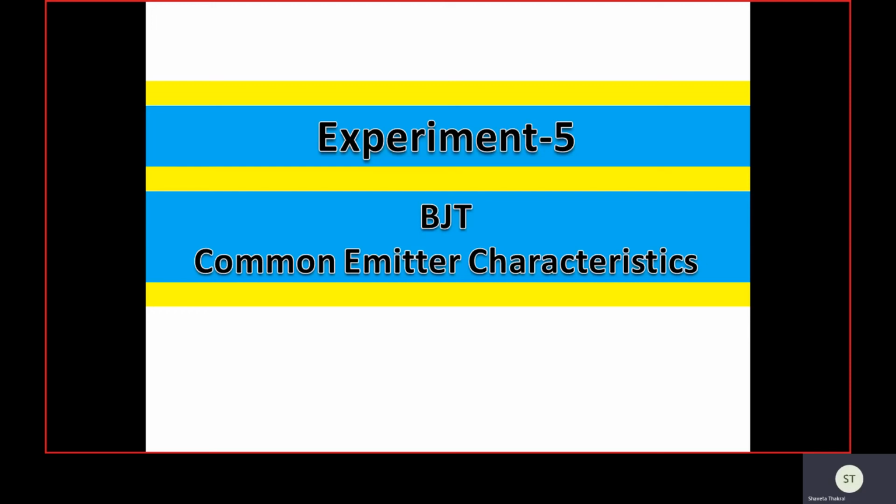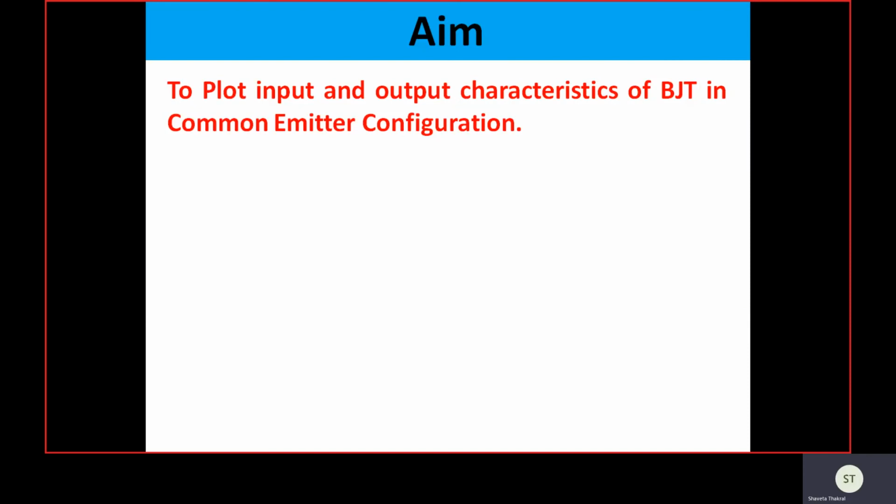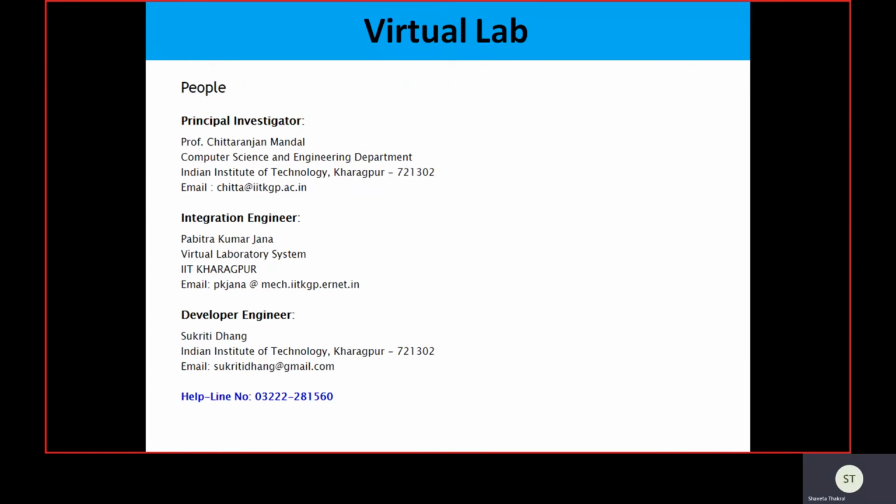Today we are going to perform an experiment via a virtual lab platform, and the aim of this experiment is to plot the input and output characteristics of BJT in the common emitter configuration. I would like to thank the team of IIT Kharagpur for providing the virtual lab, and we are able to demonstrate the experiment to our students easily via this interactive platform.